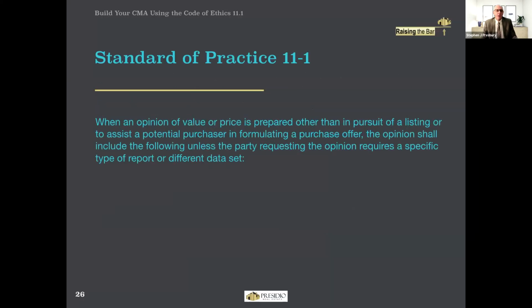So let's move on. When an opinion of value or price is prepared other than in pursuit of a listing or to assist a potential purchaser in formulating a purchase offer, the opinion shall include the following unless the party requesting the opinion requires a specific type of report or different data set. Let's review these. So number one, identification of the subject property. Number two, date prepared. And number three, defined value or price. Okay, any questions on that, or are we all keeping up with me here?